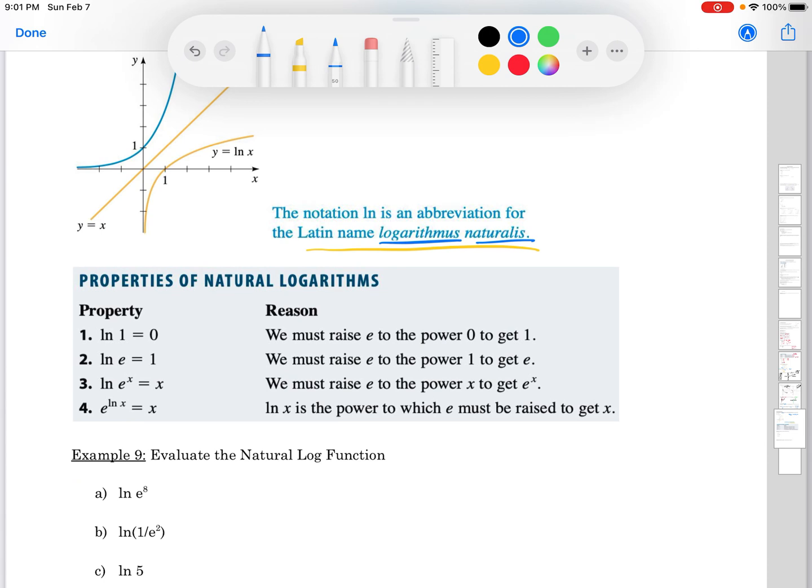So if I take the natural log of 1, we're going to get 0, and that really just means e to the 0 power is 1. Natural log of e, we're going to get 1. That means e to the first is equal to e. Natural log of e to the x is equal to x. That means e to the x equals e to the x. And e to the natural log of x equals x. If I switch that to a log function, that would be log base e, or ln, of x is going to equal natural log of x, which it does.